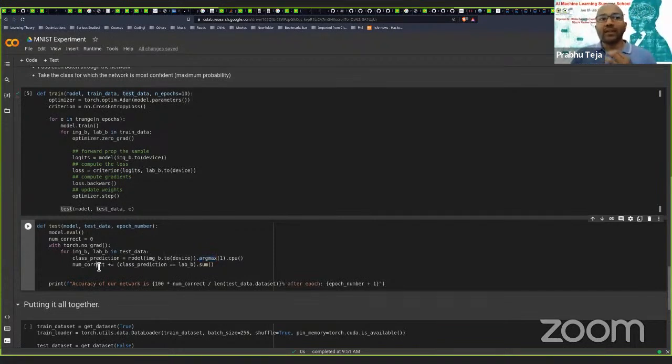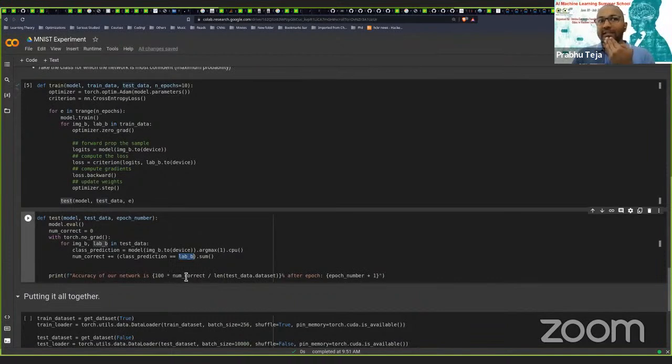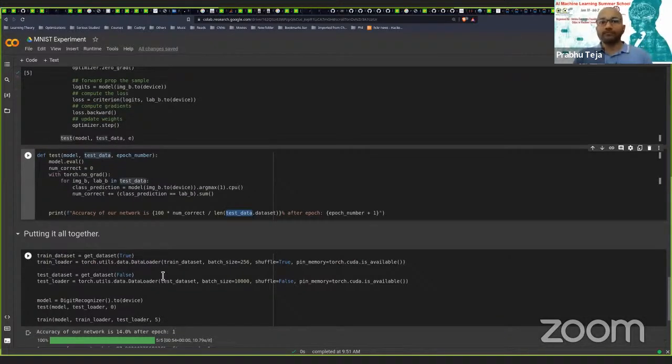And the number of corrects is basically, I have predicted something, and I have the ground truth labels of the test data. In how many cases does it match? This is the number of corrects. I hope this is clear now. So the accuracy is number of corrects divided by the total number of test samples available, times 100. This is just to track the experiment.